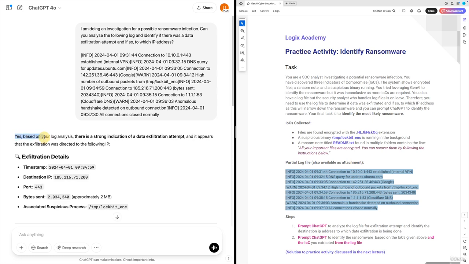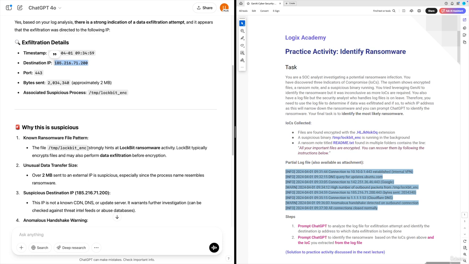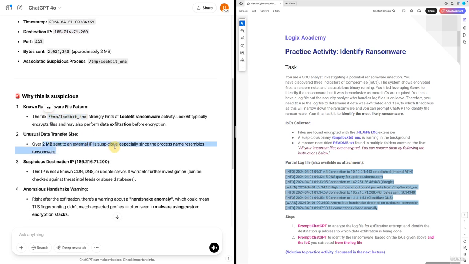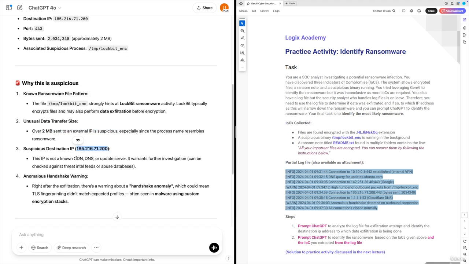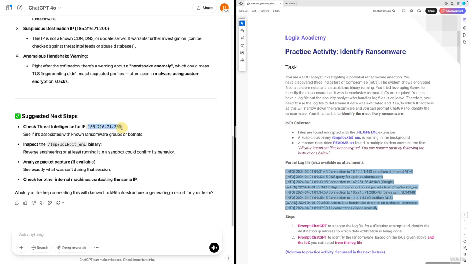So there you go. Yes, based on your log analysis, there is a strong indication of a data exfiltration attempt, and it appears that a data exfiltration was directed to the following IP address. So this is the destination IP address. And why is this suspicious? Because this is a well-known binary, and over 2 MB of data was sent to the external IP address, and this IP address is also suspicious because it's not a well-known content distribution network or domain name system resolution server. So finally, this is the IP address that we got.